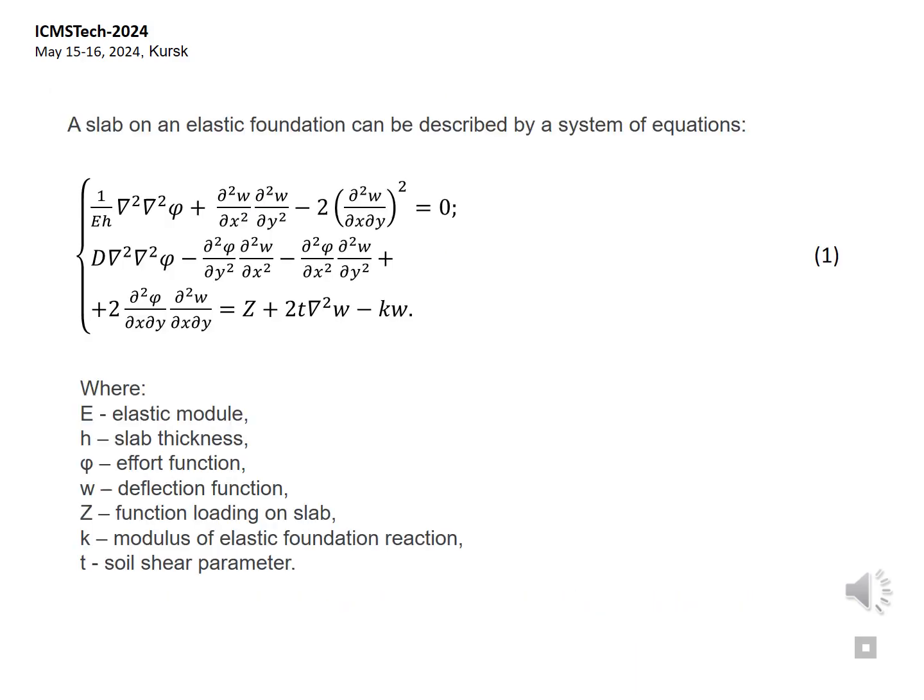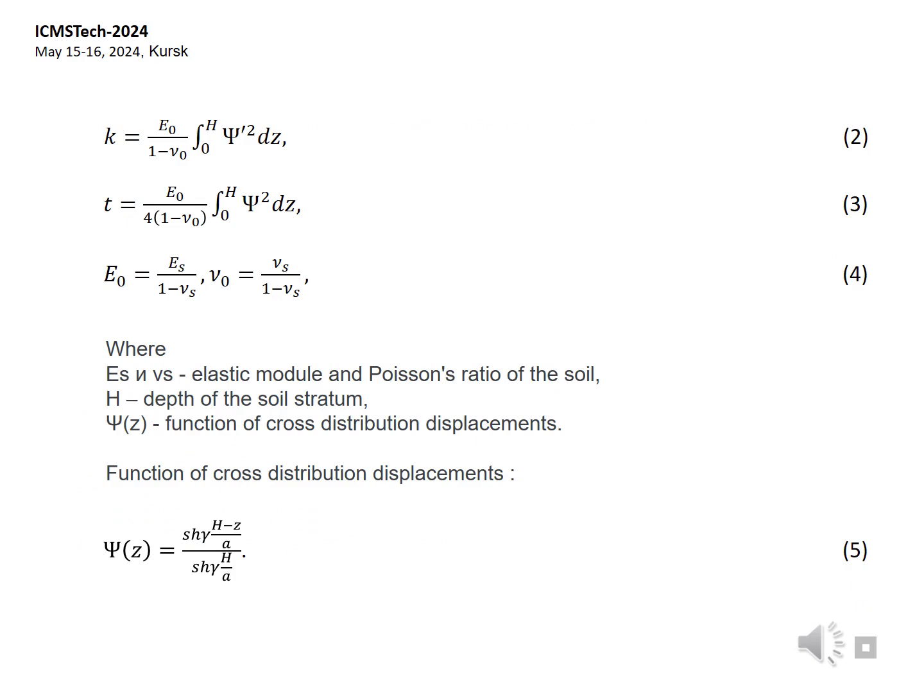A slab on an elastic foundation can be described by a system of equations 1, where E is the elastic modulus, h the shell thickness, phi the effort function, w the deflection function, z the loading function on the slab, k the modulus of elastic foundation reaction, t the soil shear parameter. Modulus of elastic foundation reaction and soil shear parameter can be described by equations 2 and 3, where E, nu are the elastic modulus and Poisson's ratio of the soil, H the depth of the soil stratum, psi(z) the function of cross-distribution displacements. The function of cross-distribution displacements can be described by equation 5.